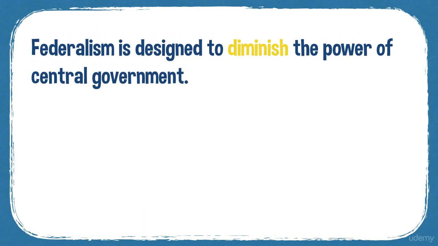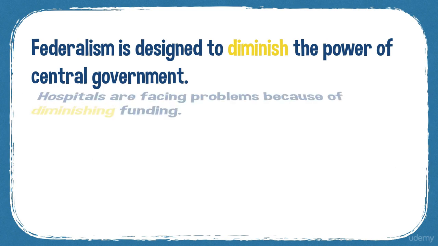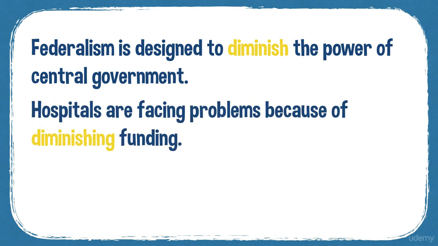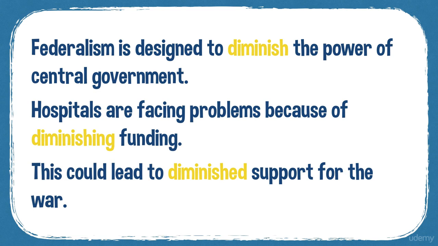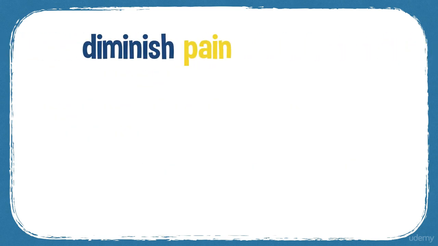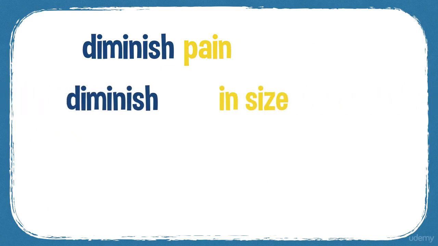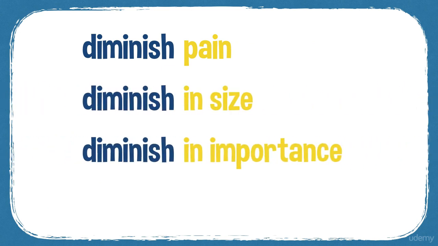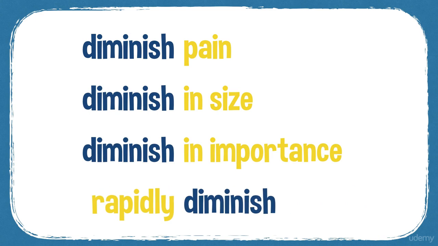So federalism is designed to diminish the power of central government. And hospitals are facing problems because of diminishing funding. The funding is going down, it's getting smaller. This could lead to diminished support for the war. So the support for the war may go down. Common collocations with diminish: you diminish pain, diminish something in size, in importance, and you can rapidly diminish as well.